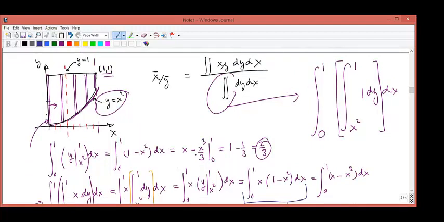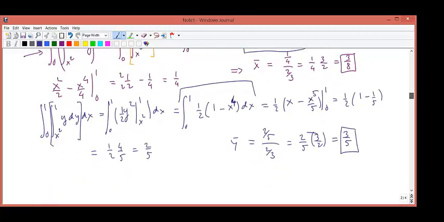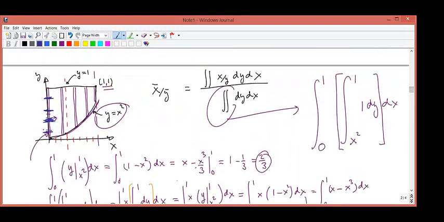Okay, no good. So 1, 2, 3, 4. I'm cheating a little bit. And how many of them? 3. 1, 2, 3. That's where the y should be located. Therefore, the intersection, that's our center of mass. Okay?